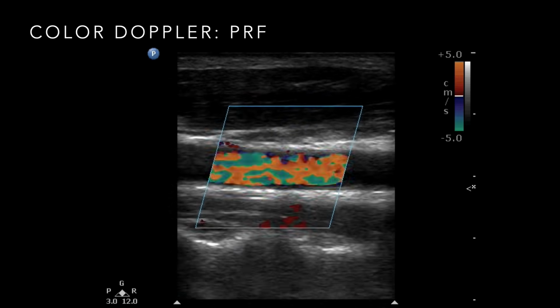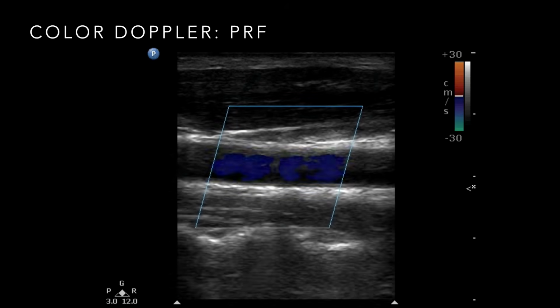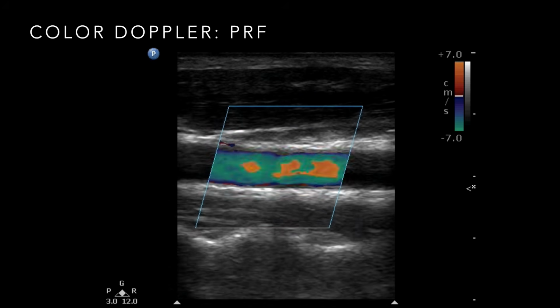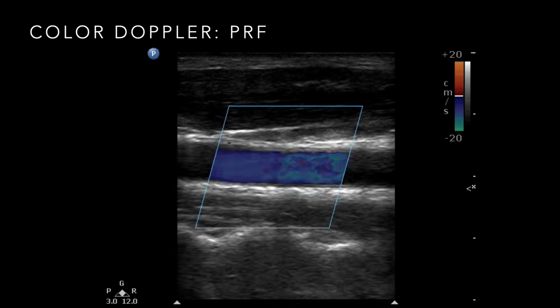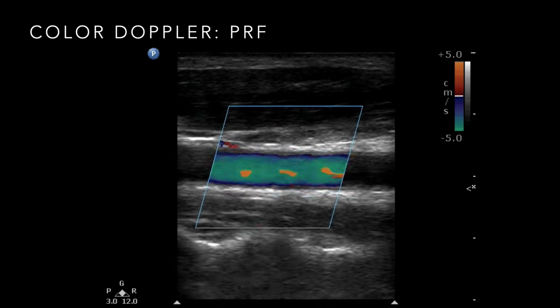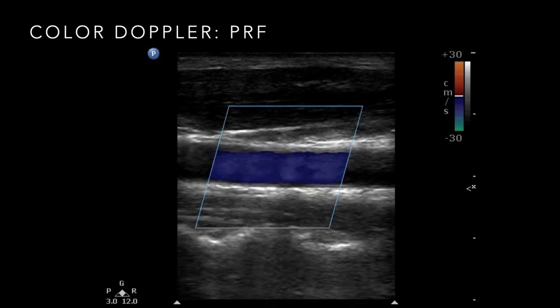The second one is the pulse repetition frequency, right? And so we talked about this with the aliasing, right? If we have our pulse repetition frequency set too low for the velocity that we're interrogating, we're going to get aliasing. So a low PRF works great for venous flow, right? Things don't move very fast. We can resolve that very, very well.